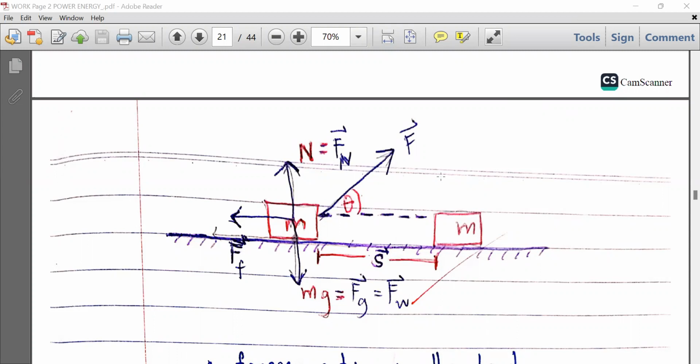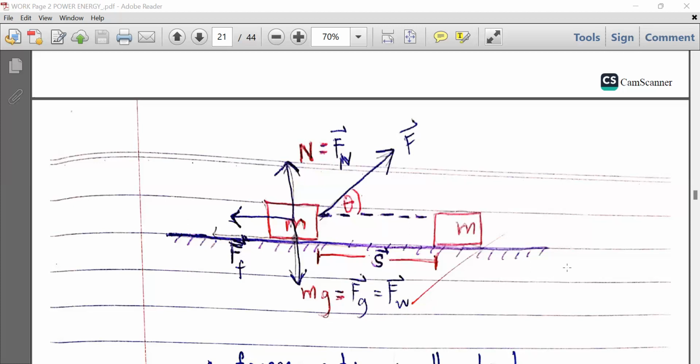Now, how about if there are four forces acting on an object, like the one in this illustration? There is an F applied at an angle. There is another force, Fn or N, and there is another force, Mg or Fg, and the fourth one is F sub F. This one is F sub N, this one is F, and this one is F sub G or Fg.